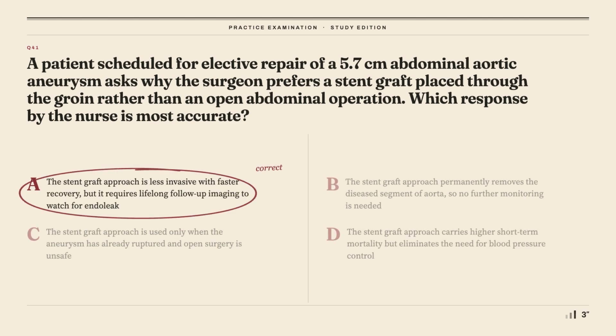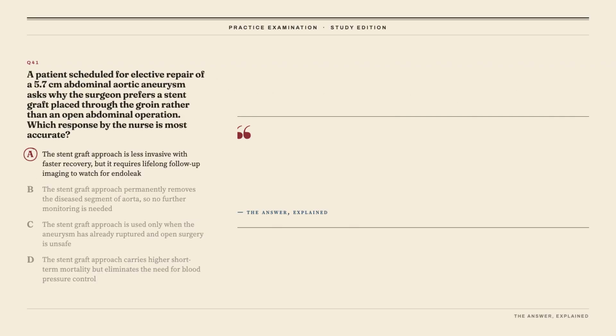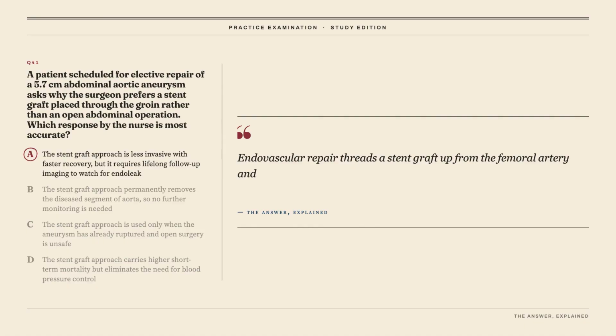The correct answer is A. The stent graft approach is less invasive with faster recovery, but it requires lifelong follow-up imaging to watch for endoleak. A is correct because endovascular repair threads a stent graft up from the femoral artery and deploys it inside the aneurysm, creating a new channel so blood no longer pressurizes the weakened sac.